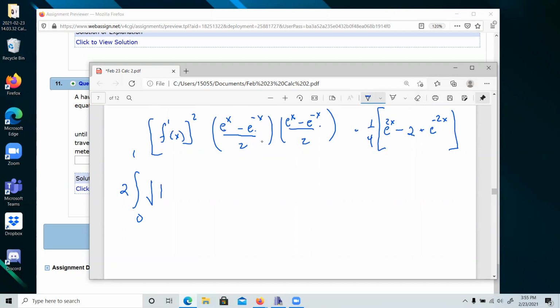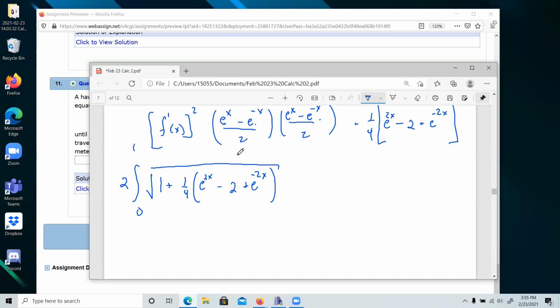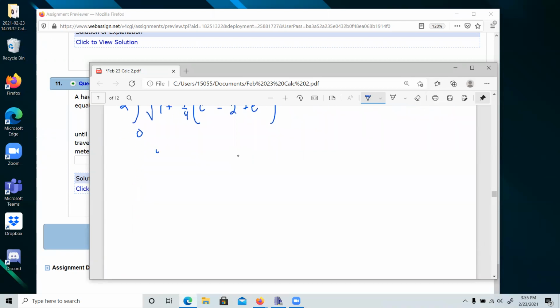Okay, so our integral, twice from 0 to 1, square root of 1 plus, and we're going to say this is 1/4 times e to the 2x minus 2 plus e to the negative 2x, inside the square root. Okay, so we're going to say this is 4 over 4 plus, actually I'll tell you what we're going to do, we are going to pull out a 1/4 from both of those.